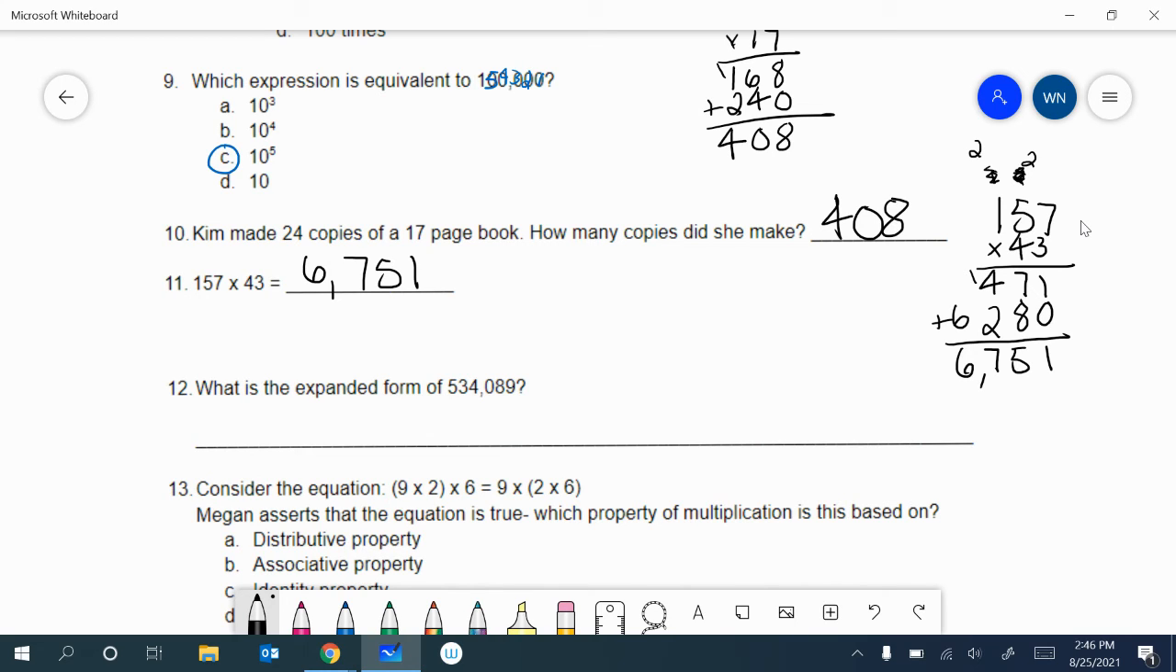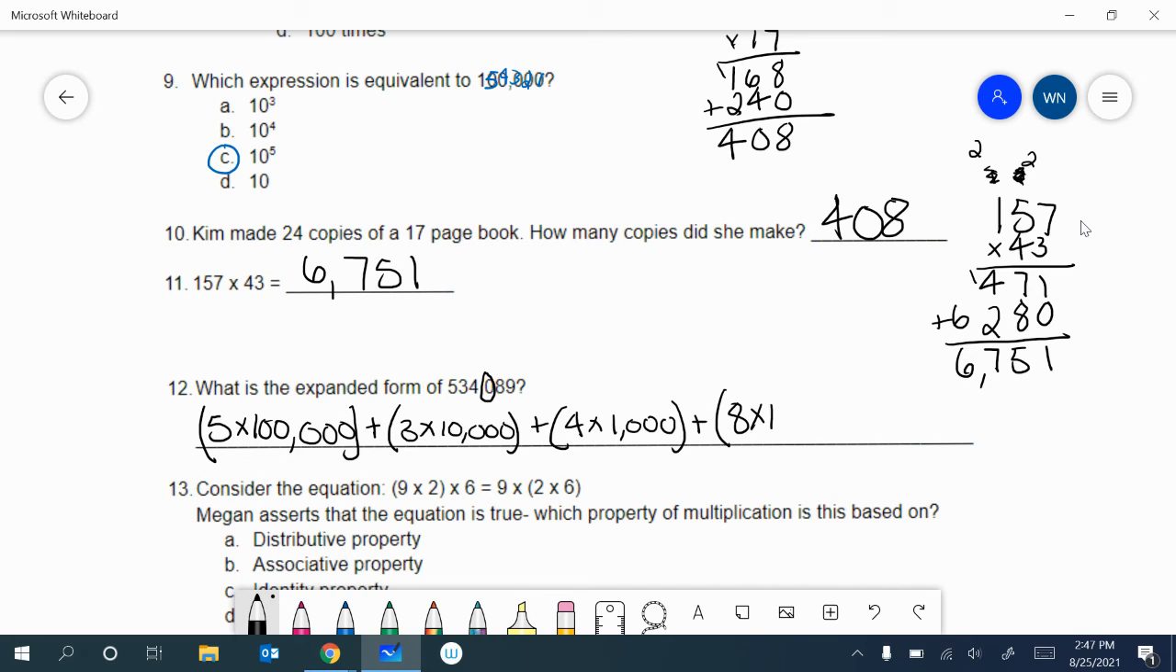534,089 is. So let's go ahead and remember how we're writing those. We're going to start with the 5 times 100,000 because it's in the hundred thousands place, plus the 3 times 10,000 because it's in the 10,000s place, plus the 4 times 1,000 because it's in the thousands place, plus I'm going to skip the hundreds.